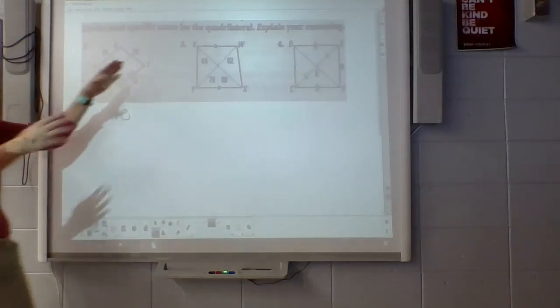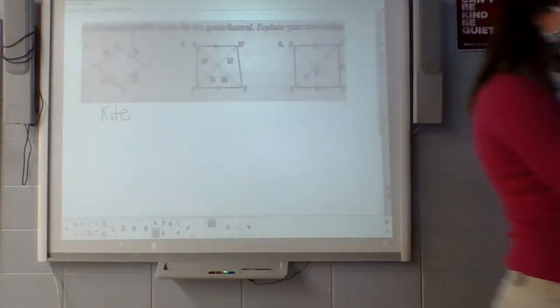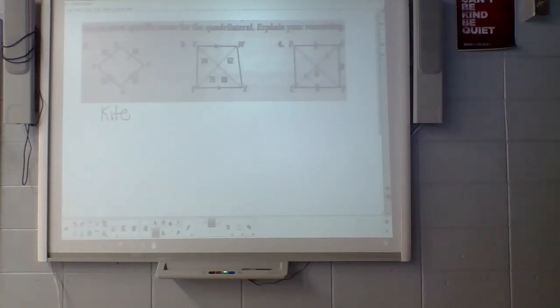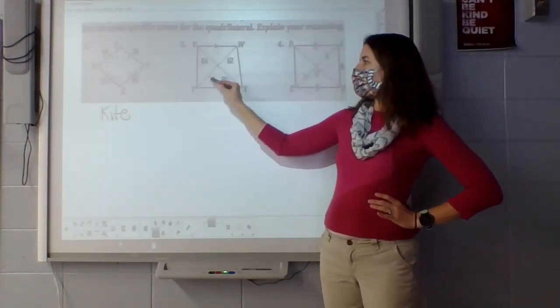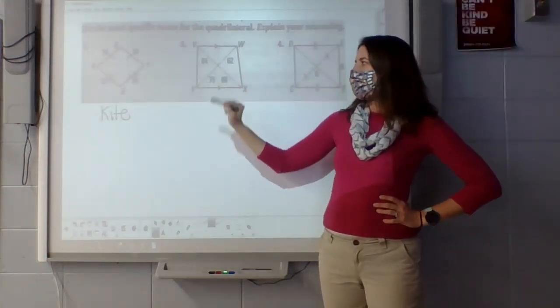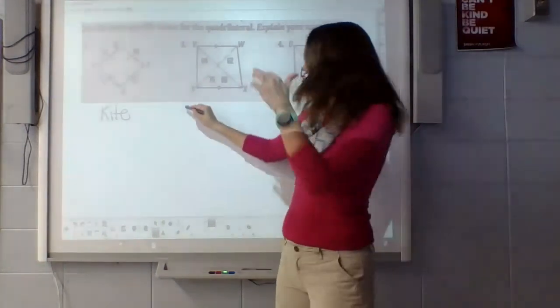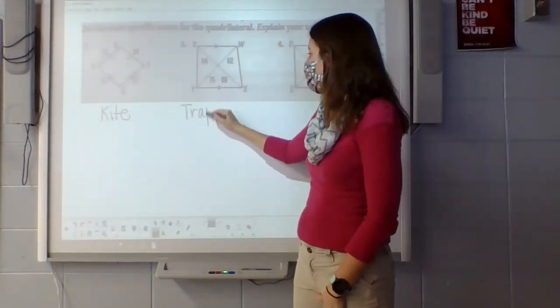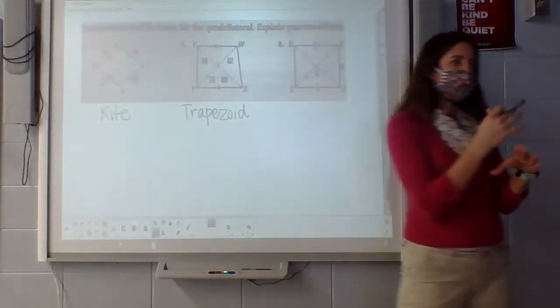How about the next one, number 3? What do you think? Trapezoid. Do you guys agree with him? Yes. So there's one set of parallel sides, and the one set of parallel sides tells us a trapezoid. We have to check, is it an isosceles trapezoid? Do we know? No, it's not. How would it have to be isosceles? It needs two legs that are equal. So we need to know that these are equal.